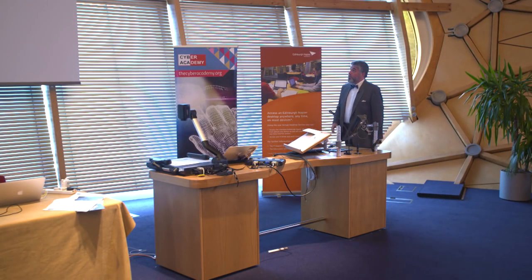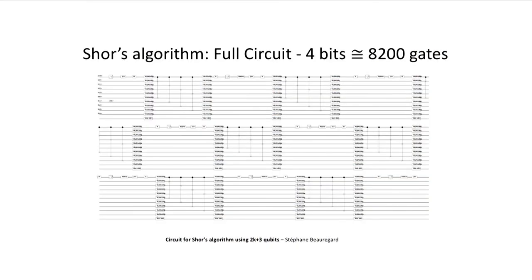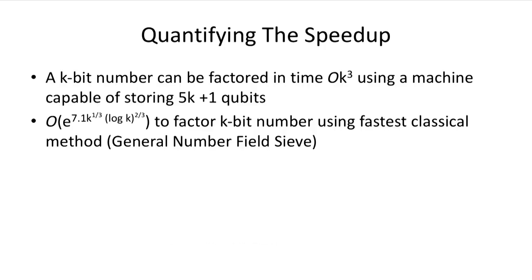In practice, this is what Shor's algorithm looks like when you draw it up in a circuit diagram. It gets big. That's just for 4-bit numbers. So you can see we're going to need some very large numbers. And you can actually start to quantify that speed up. This will be the bit you're probably interested in. Let's suppose we have a k-bit number.